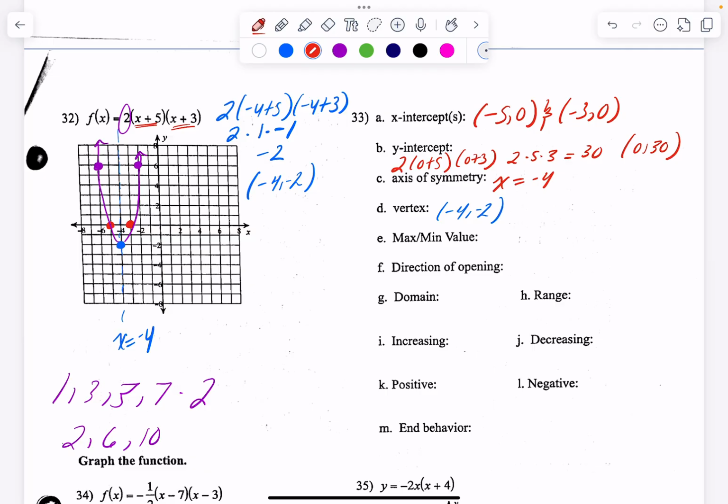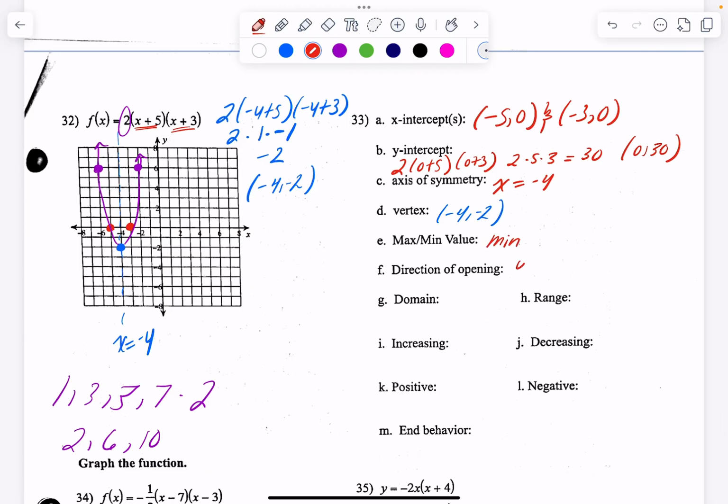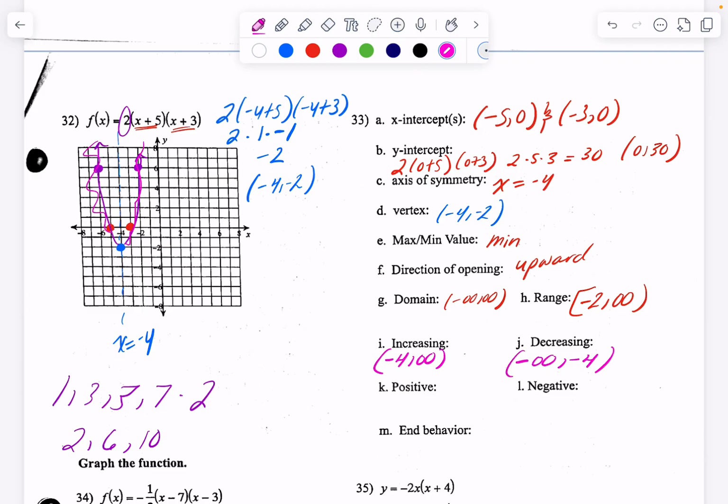We already wrote in our vertex, it's a min. It's opening upward. Domain is -infinity to infinity. Our range is -2 to infinity. Increasing is walking uphill, so we're increasing from -4 to infinity. We're decreasing when we're walking downhill, so we're decreasing from -infinity to -4.